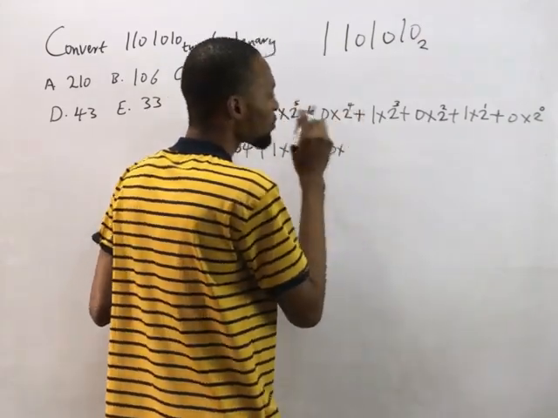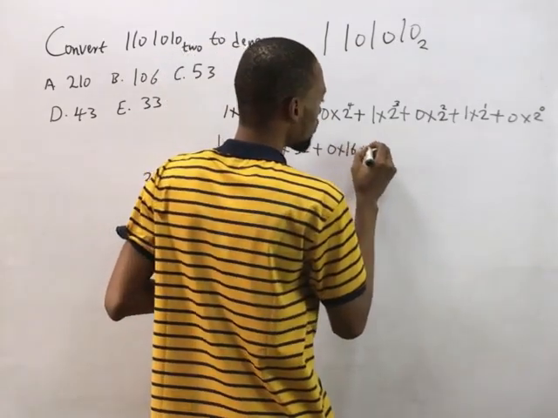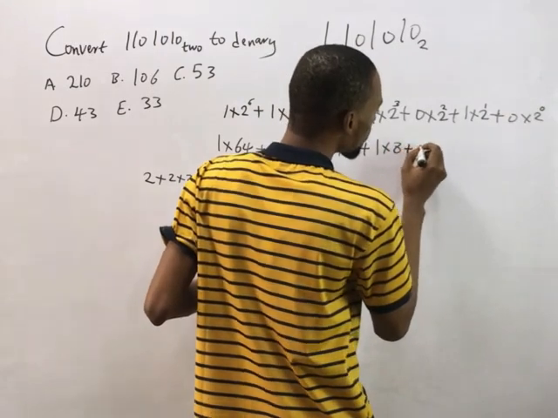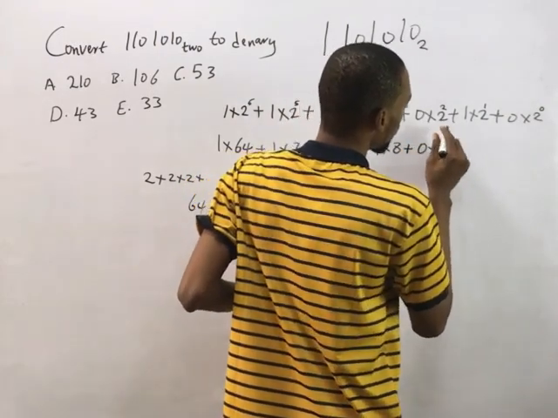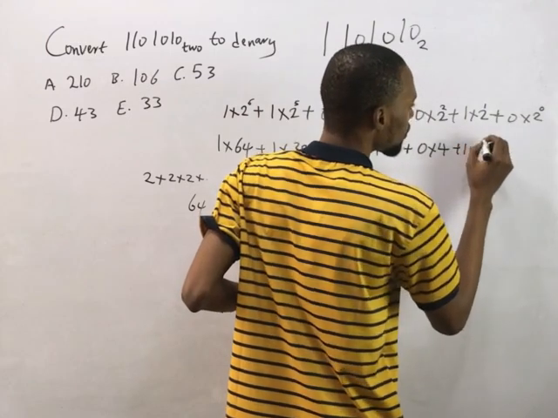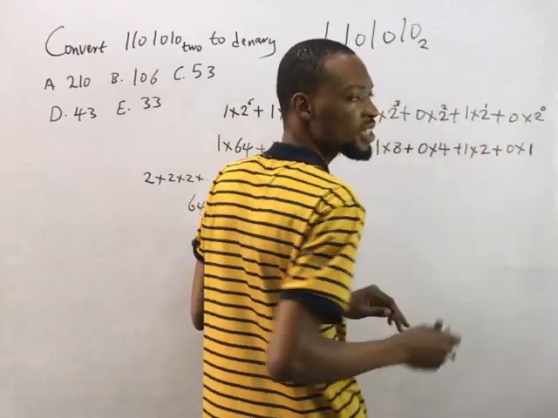So this will give you 32 plus 0 times 2 raised to the power of 4, which is 2 times 2, 4 times 2, 8 times 2, 16. This is 16 plus 1 times 2 raised to the power of 3 is 8 plus 0 times 2 raised to the power of 2 is 4 plus 1 times 2 raised to the power of 1 is 2 plus 0 times 2 raised to the power of 0 is 1.